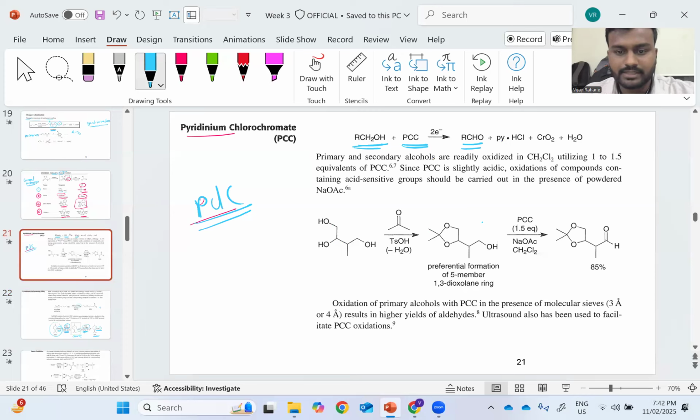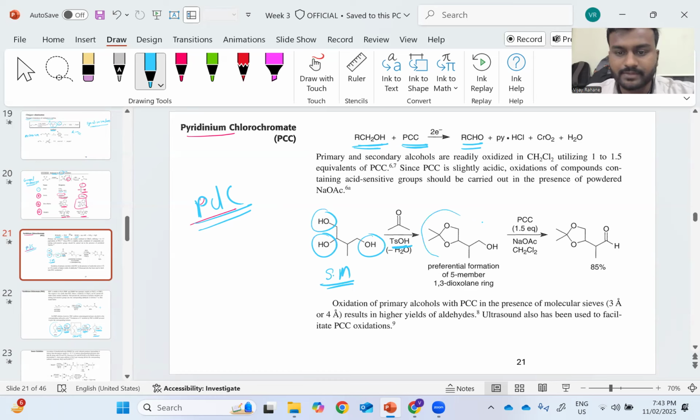And also, let's say we have the example that I have shown here in terms of the selectivity. So we have the starting material in this manner, which has the 1,2-diol. In the first step, it is treated with acetone. So it's like a protection, right? The 1,2-diol, we can protect this diol group so that we can selectively oxidize the other group. So first step we have to protect this diol.